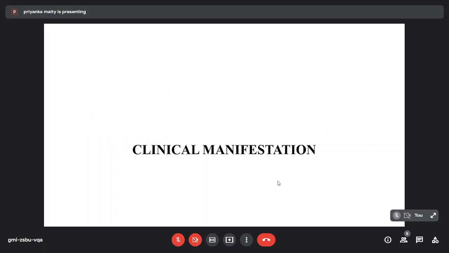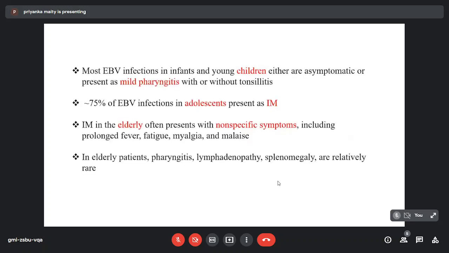Clinical manifestation of infectious mononucleosis. Most EBV infections in infants and young children either are asymptomatic or present as mild pharyngitis with or without tonsillitis. 75% of EBV infections in adolescents present as IM. IM in the elderly often presents with non-specific symptoms including prolonged fever, fatigue, myalgia, and malaise. In elderly patients, pharyngitis, lymphadenopathy, splenomegaly are relatively rare.